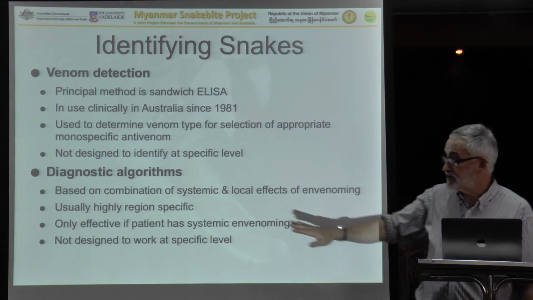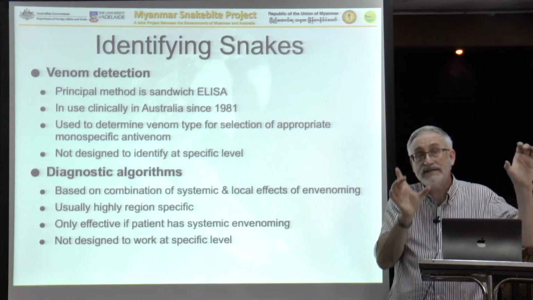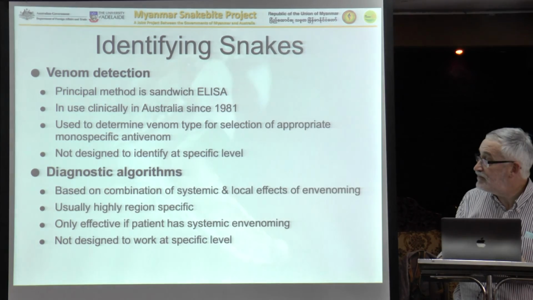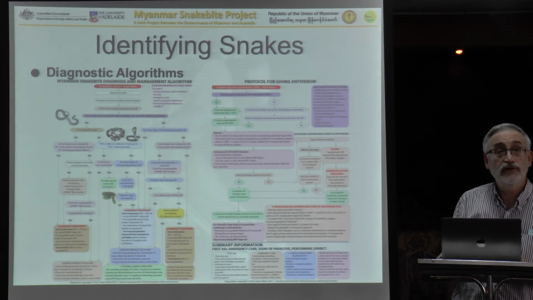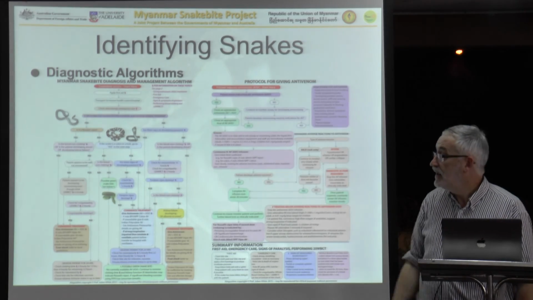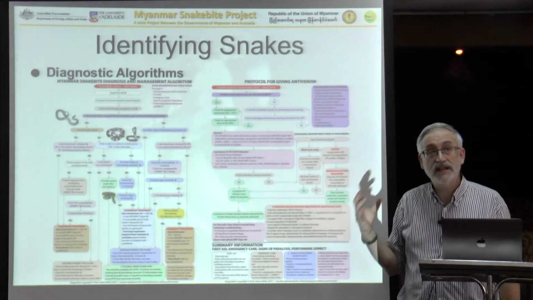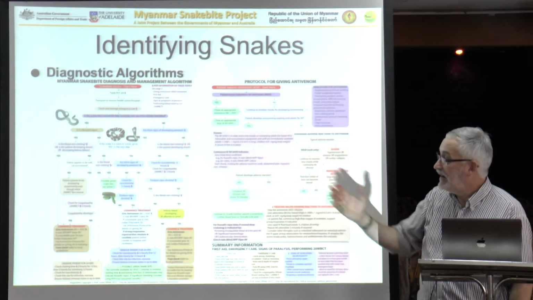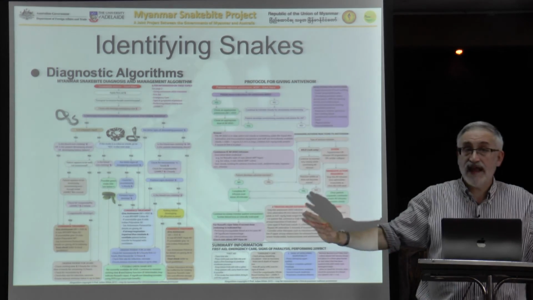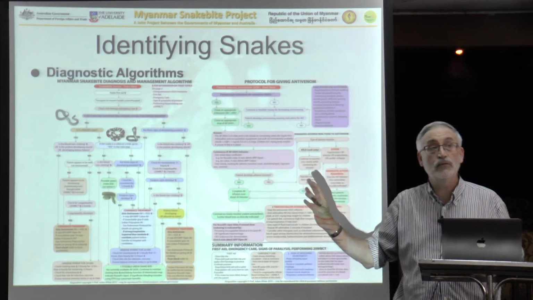Diagnostic algorithms, where you look at the clinical features of the snake bite and try and track it down to a particular type of snake. And that's what we've tried to do for your country. We've produced these flowchart diagrams to help you work out what is the most likely snake for a particular clinical scenario and how to track that through to the way you treat that patient. Now, Sam is going to talk about this in more detail later today, so I'm not going to spend any more time on it now.